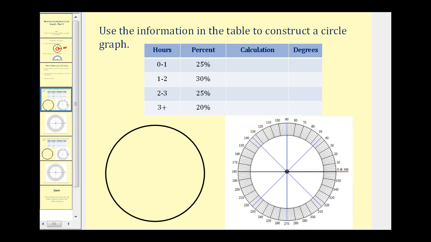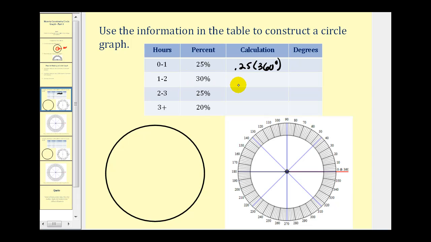Let's say an instructor conducts a survey of his students, and he asks how many hours they studied for the last test. And the results are given here. If we want to construct a circle graph to represent the outcomes of the survey, we need to determine a certain percentage of the circle. And one way to do that is to determine what percent of 360 degrees would represent each category. So for example, for this first category, since 25% of the people answered between 0 and 1, we want to find 25% of 360 degrees. And the way we do that is we convert the percentage to a decimal and then multiply by 360 degrees.